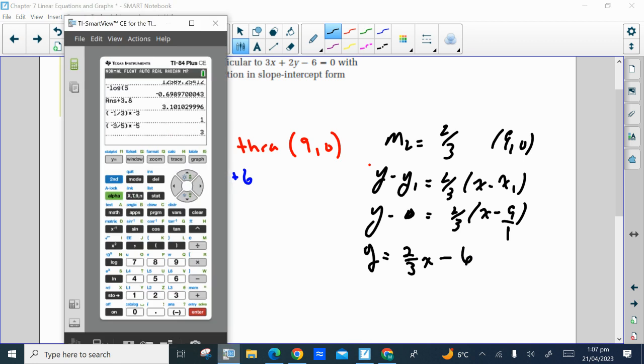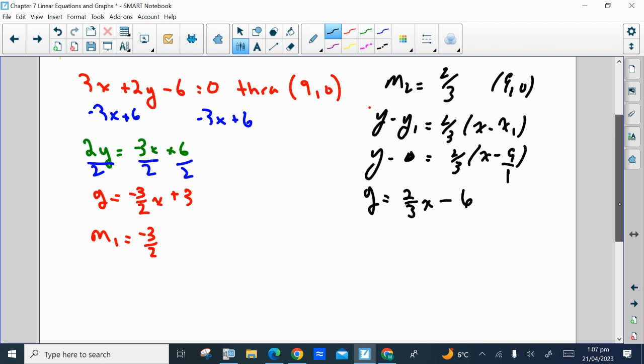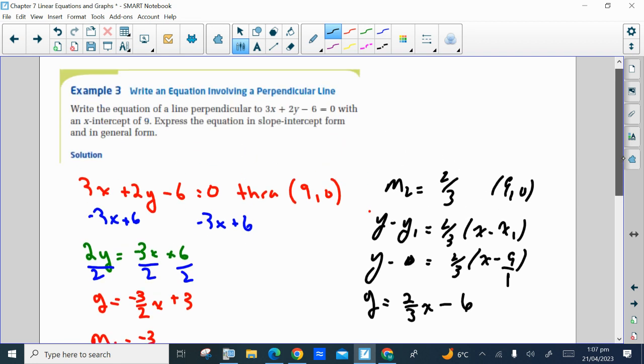But remember, you can also get this by using your calculator. Go 2 divided by 3 in brackets, there's your 2/3, times 9, gives you the 6. And it's negative 6 because it's a positive 2/3 times a negative 9. So there's the equation in slope-intercept form, which we were asked to do.